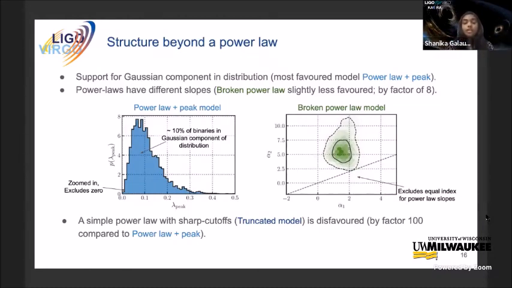We also find that power law peak is our most preferred model, not by much compared to the broken power law, but compared to our truncated model, which is a simple power law with sharp cutoffs, it's preferred by a factor of 100 compared to the simple power law. So what we find is there is structure beyond just a simple power law in our mass distribution. So moving on to the next slide.